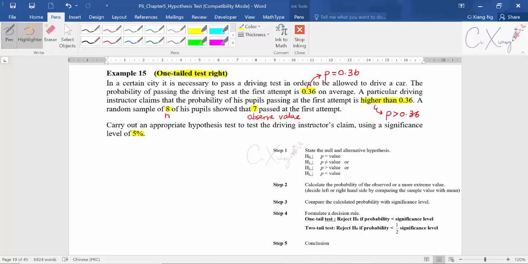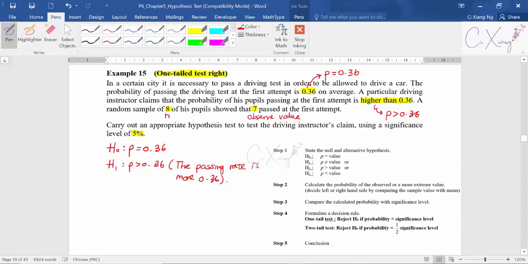Again, we will start with our first step, which is quite straightforward: the null and alternative hypothesis. Null hypothesis: p is equal to 0.36. Alternative hypothesis: p greater than 0.36. As usual, I will write out a statement about this alternative hypothesis: the passing rate, sorry, not passing time, the passing rate is more than 0.36. So this is my first step completed.